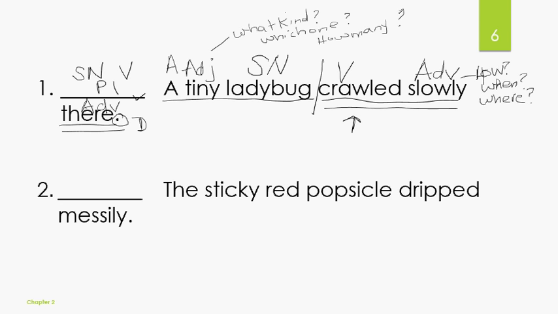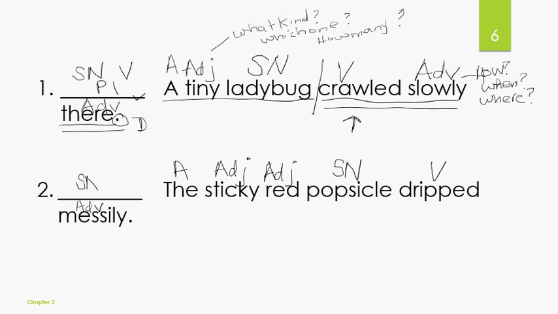Let's do the second sentence. Number 2, read it with me out loud. The sticky red popsicle dripped messily. Ask the question out loud with me. What dripped messily? Popsicle. Subject, noun. What is being said about popsicle? Dripped. Verb. Dripped how? Messily. Adverb. Let's go back to popsicle. What kind of popsicle? Red. Adjective. What kind of popsicle? Sticky popsicle. That's another adjective. And then the word the, we know, is an article adjective. We label it with an A.